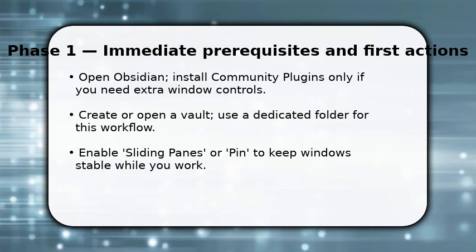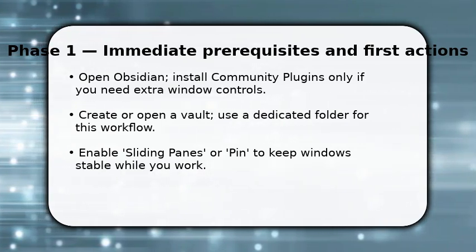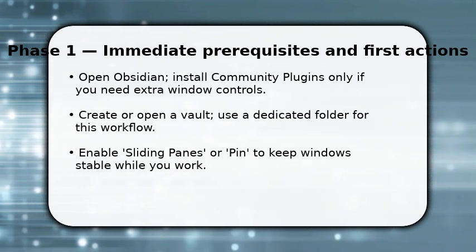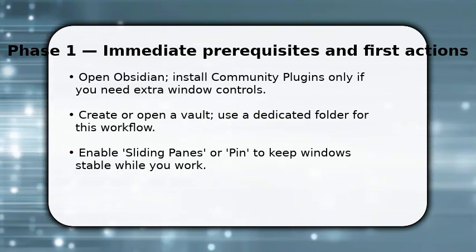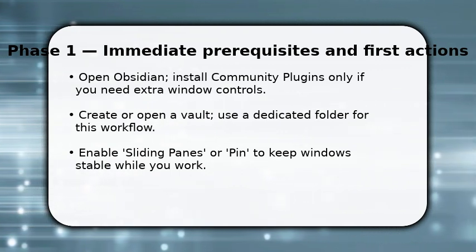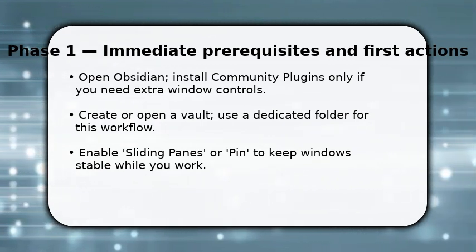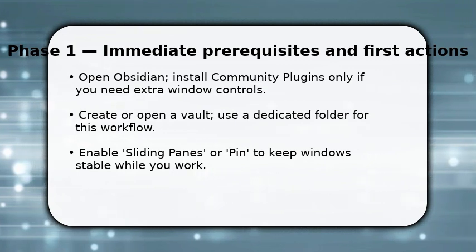You start by preparing the vault and window behavior so you can work fast. Open your vault, then enable the pane mode you prefer, sliding panes or pinned panes, for consistent placement. Once done, create a new note and drag it into a pane. This immediately gives you a focused window. You do this now because consistent pane settings prevent distraction later.